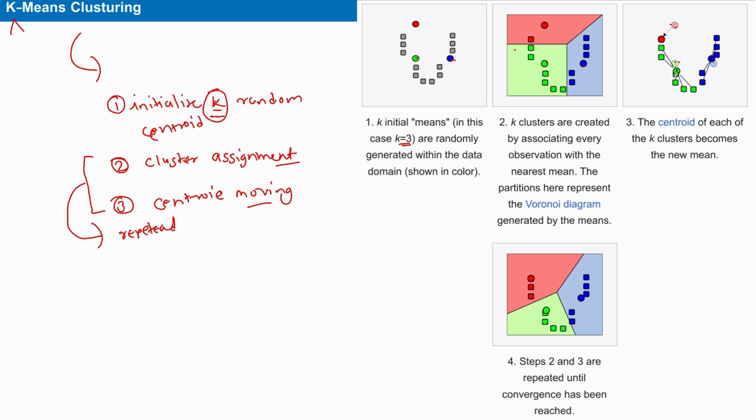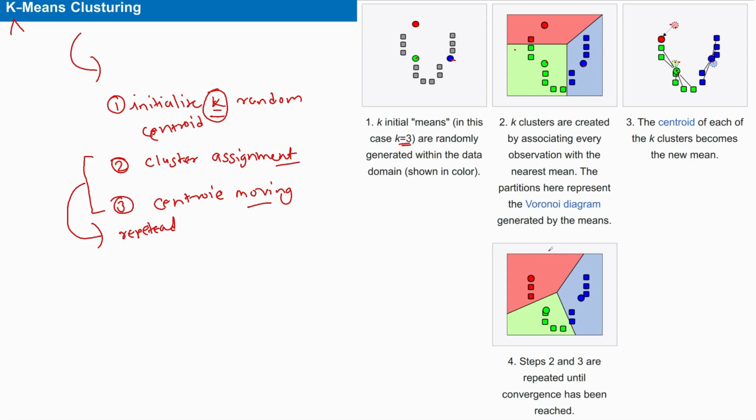So we need to do this repeated step. Again we need to find the Euclidean distance between the other data points and the new centroids, and again it will create the regions, and again we do the centroid movement step. We do this until there is no further movement in the centroid. Up to that, these steps get repeated, and we will get the final clusters like this.